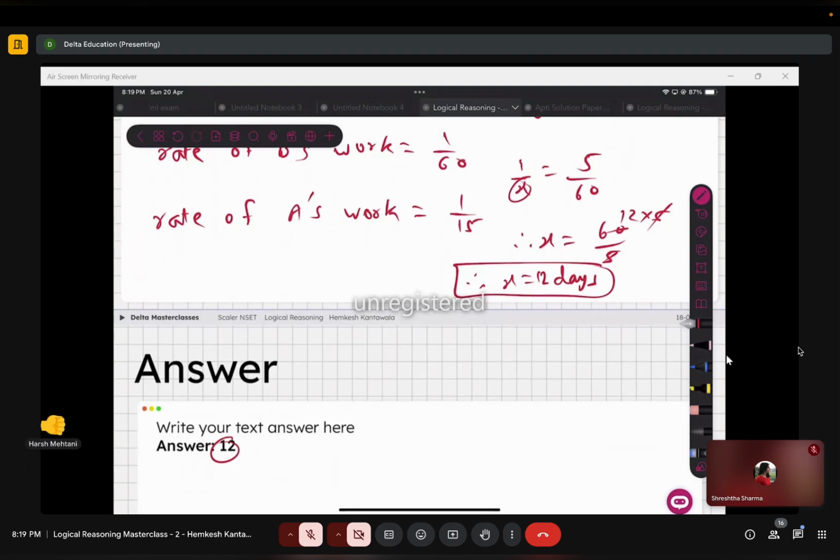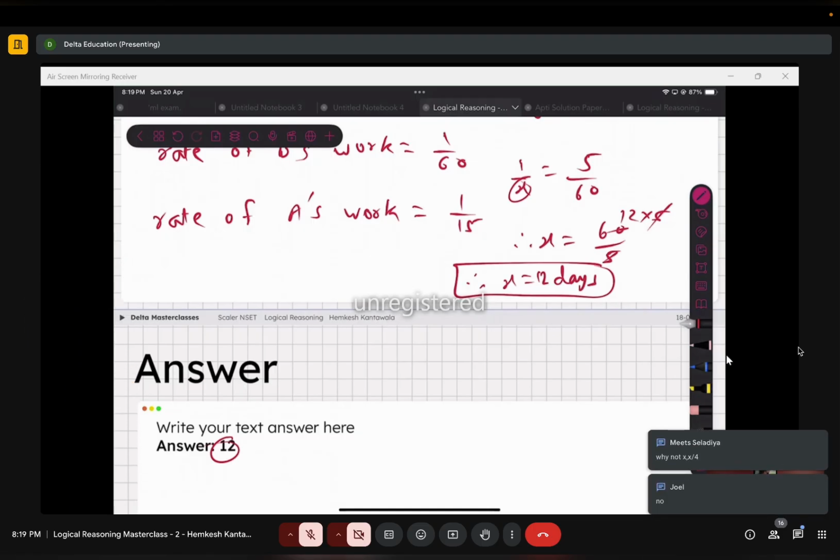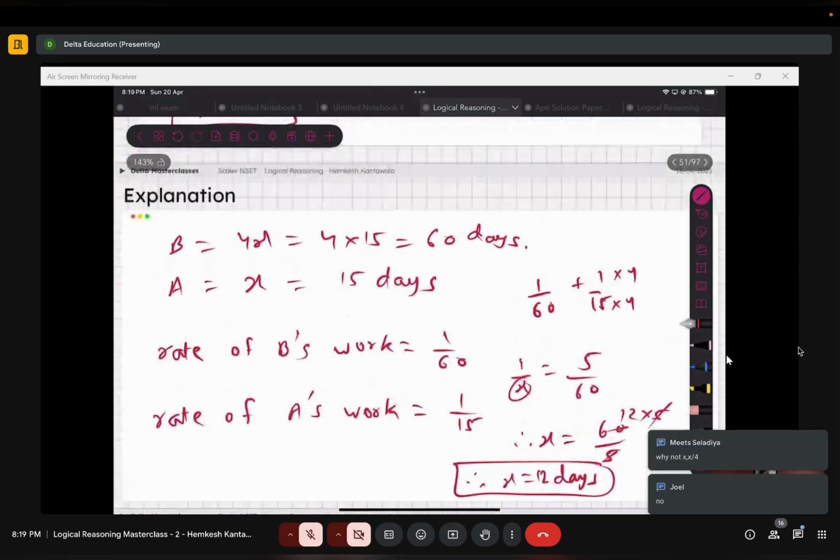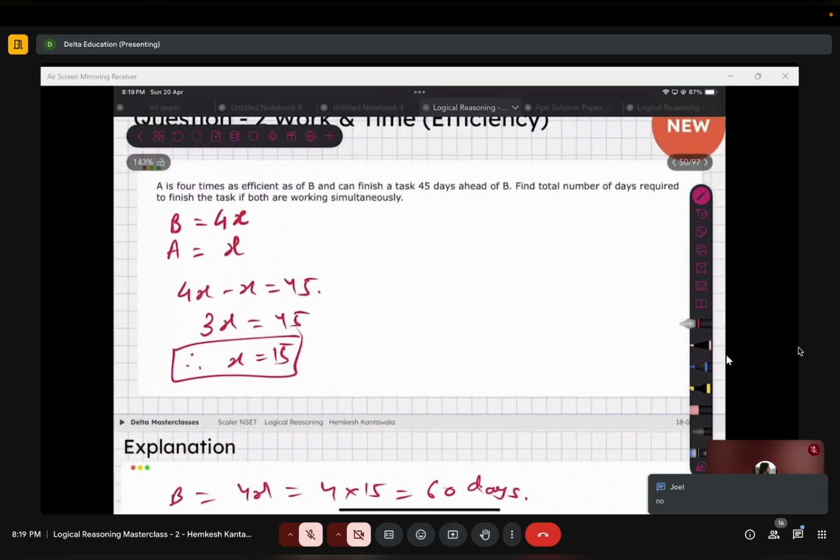Everyone, any doubts? Why not x? You could do x by 4 also. It would not make any difference. The answer would be the same. I just did this because it would make your calculations easier.